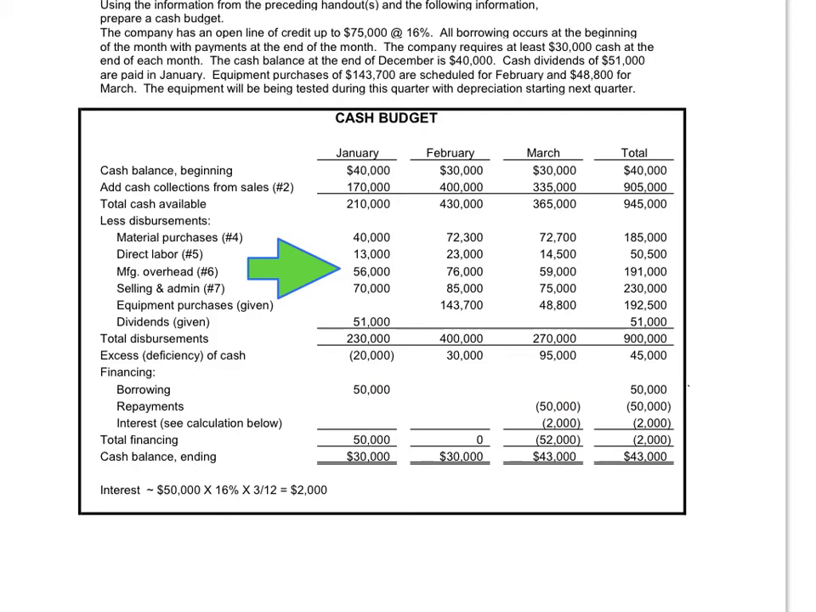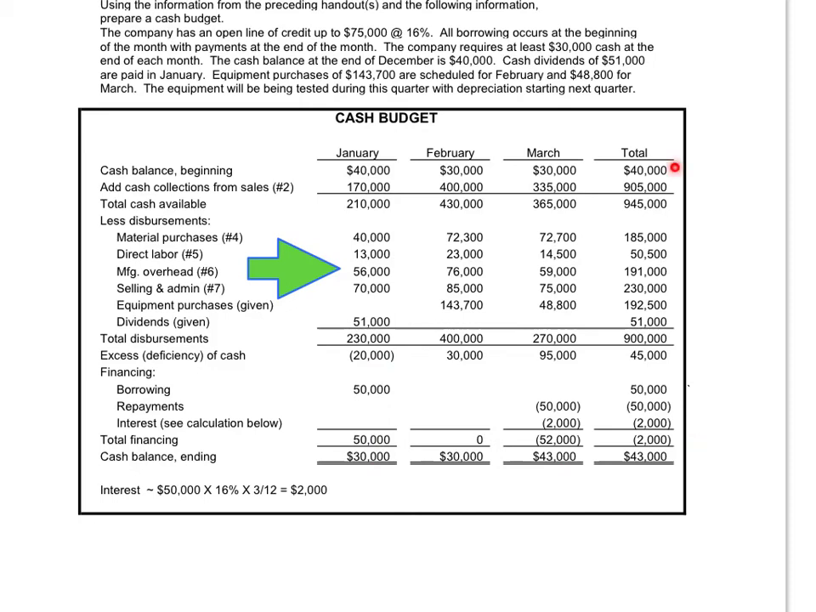50,000 plus 2,000. Our total financing outflow this time is 52,000. So 95 plus the total financing gives me my ending cash balance. Whatever your total financing is, you add it. In this case, it was positive, so 20, minus 20 plus 50 is 30. 95 minus 52 is 43. Now, let's look at the total column.